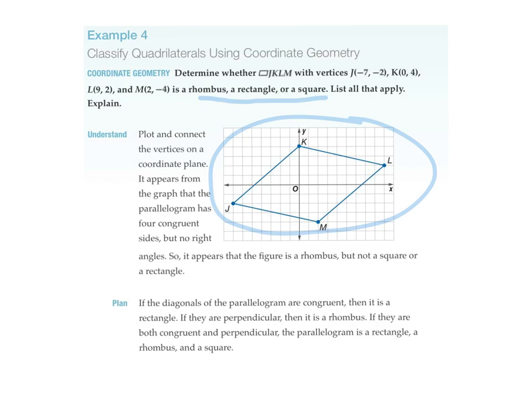Well, you would do the distance formula. You've got the coordinates, so do the distance formula of KL and JM to make sure they're the same distance. JK and ML, same distance, and then also do the slopes. So if the slopes are okay, then you've got the fact that it's a rhombus, a rectangle, or a square. So it's distance formula and slope.